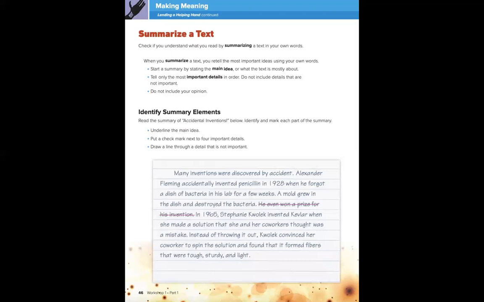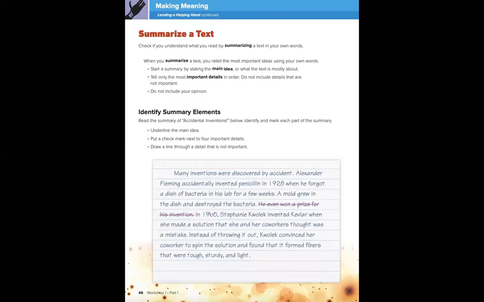All right. So many inventions were discovered by accident. Alexander Fleming accidentally invented penicillin in 1928 when he forgot a dish of bacteria in his lab for a few weeks. A mold grew in the dish and destroyed the bacteria. He even won a prize for his invention. In 1965, Stephanie Kwolek invented Kevlar when she made a solution that she and her coworkers thought was a mistake. Instead of throwing it out, Kwolek convinced her coworker to spin the solution and found that it formed fibers that were tough, sturdy, and light.